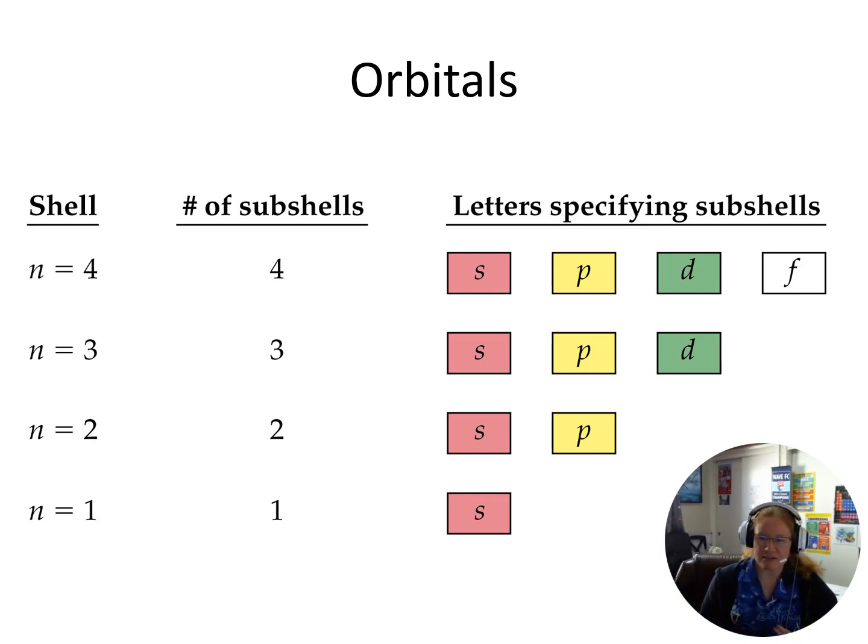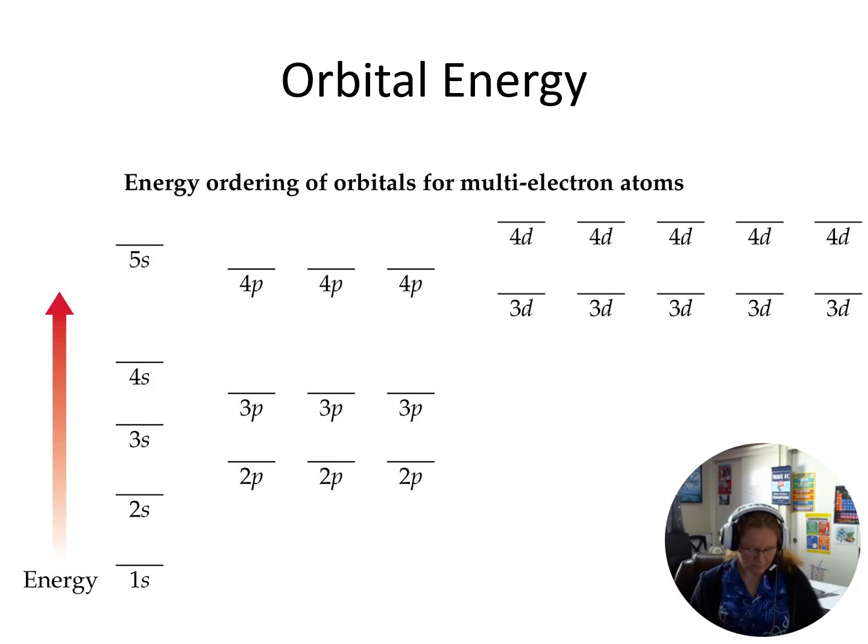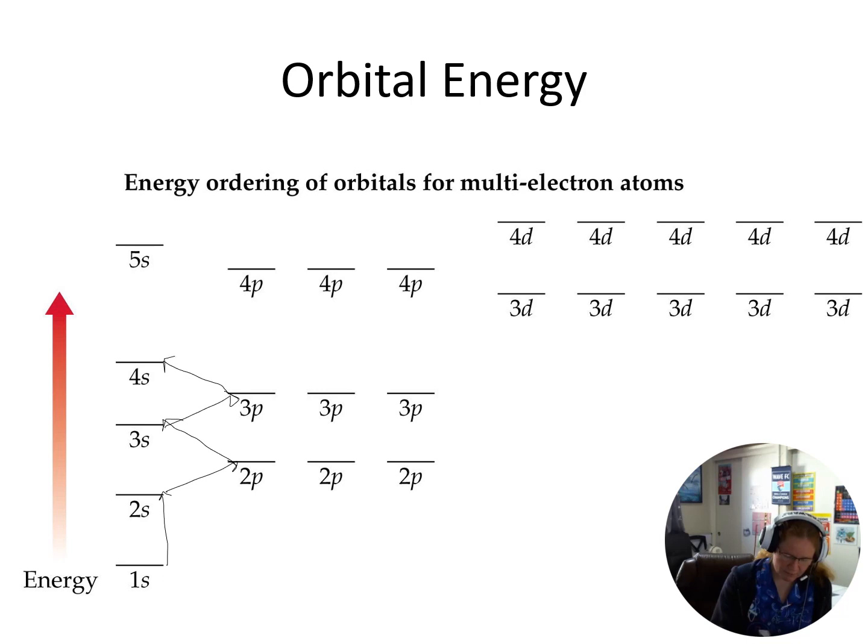Now, the energy of these is really interesting. If you notice, we're going to go from 1s to 2s. That makes sense. 2s to 2p. 2p to 3s. All right, so now we're building that up. 3s to 3p. 3p to 4s. And then what's interesting is the 3d orbitals are actually lower in energy than the 4p.